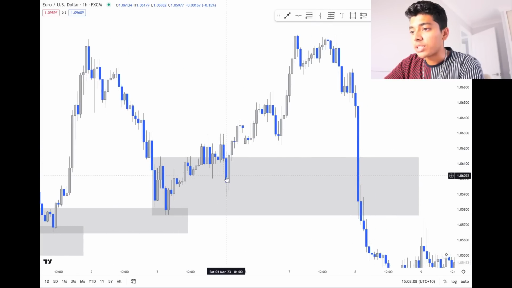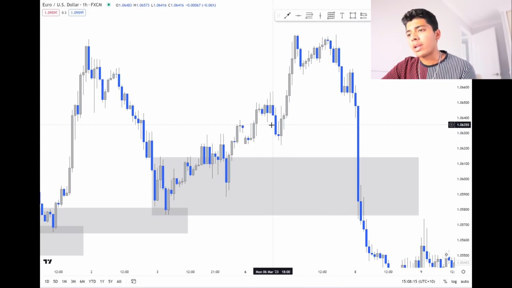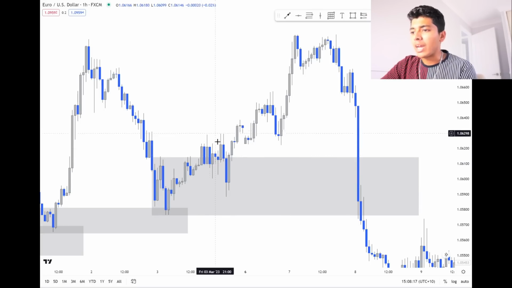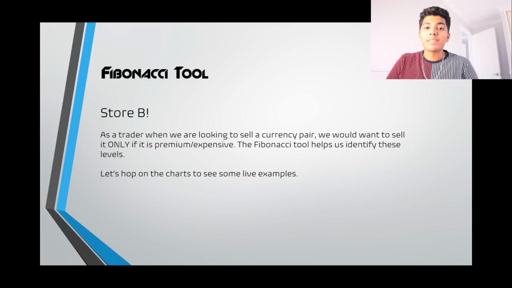There's so many big wicks. There's no imbalance here. There's no imbalance here. There's no imbalance here. That adds to your confidence in saying that, all right, I've got a zone here, but look at how many wicks it's presenting. It's not that strong. Therefore, I would rather stay out of this. I hope that makes sense, guys. So we looked at liquidity, we looked at inefficiency, and we looked at the Fibonacci tool and how it can help you identify premium or expensive zones and discounted or cheap zones when you're buying.